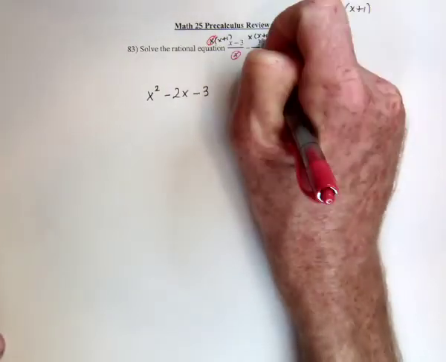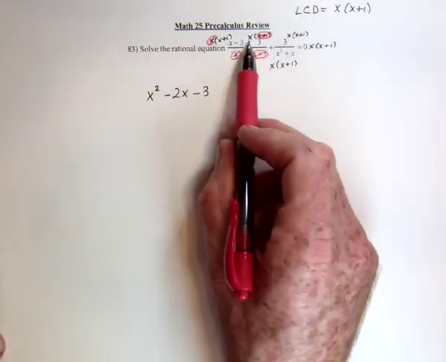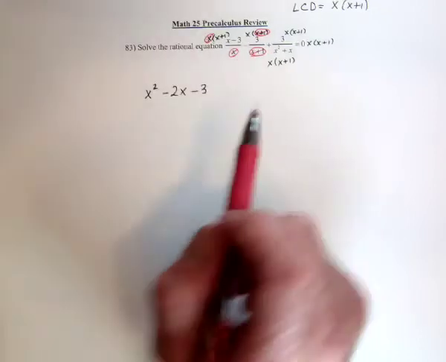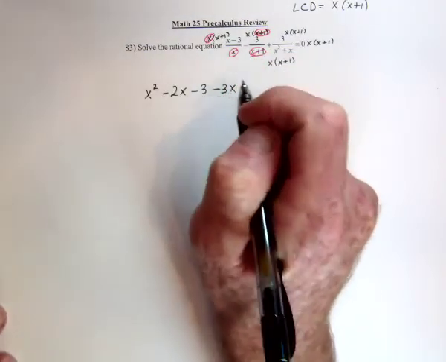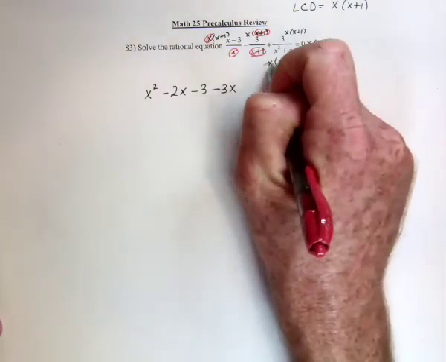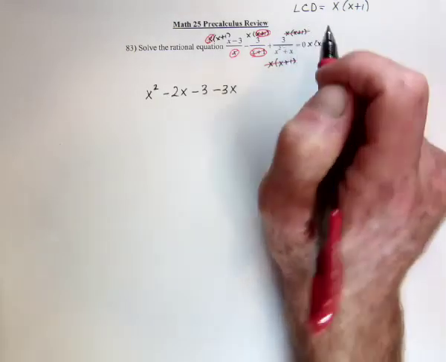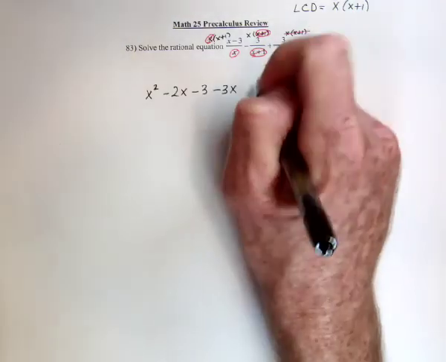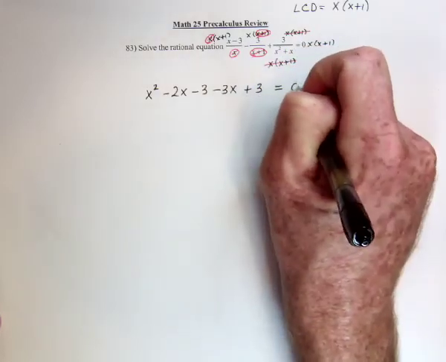x plus 1 cancels x plus 1. All that's left behind is an x times 3 with a negative. Then we're going to have a lot of cancellation here. All of this is going to cancel all of this, just leaving the number 3 right there. And then on the other side, since it's times 0, it is just 0.